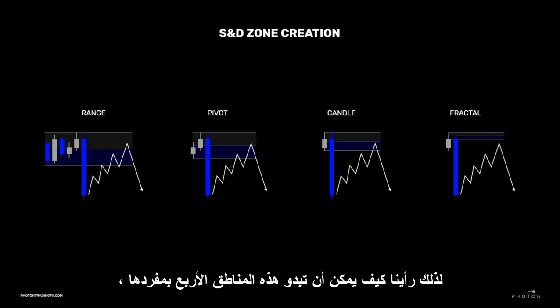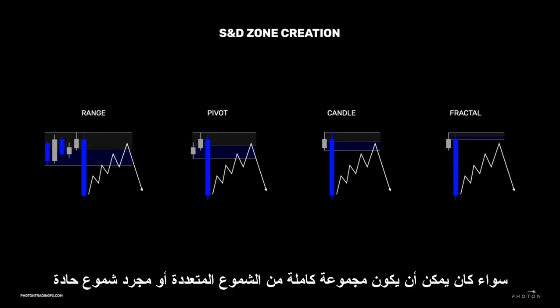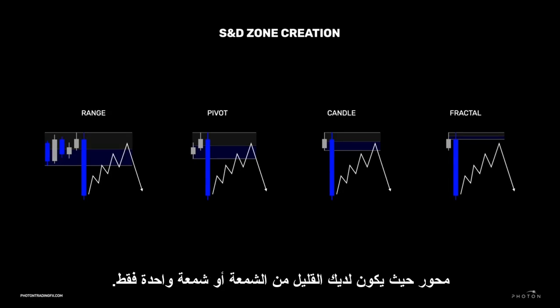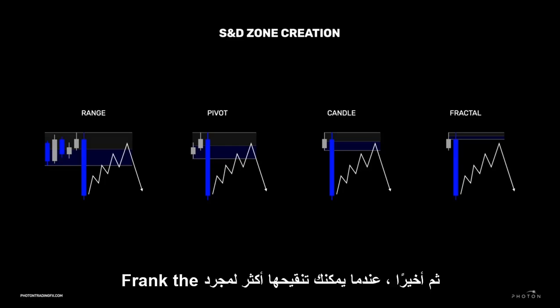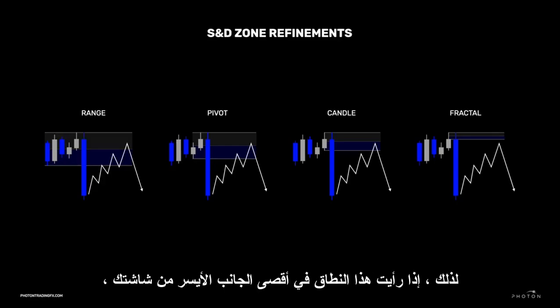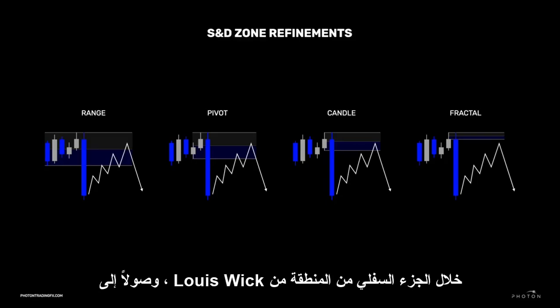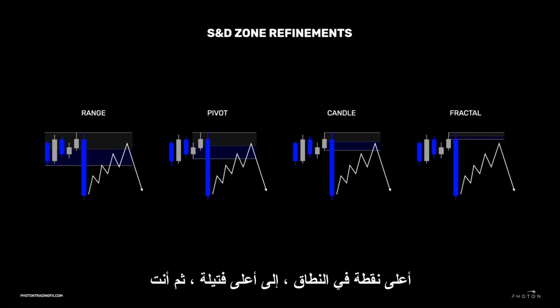So we've seen how these four zones could look on their own, whether it can be a whole range of multiple candles, or just a sharp pivot where you have a few or just one candle, and then finally when you can refine that further to just the fractal wick. But all of these four types can also be refined from just one range. So if you see this range on the far left hand side of your screen, you can draw your zone from the entire range, right? Drawing the bottom of the zone from the lowest wick all the way up to the highest wick of the range.